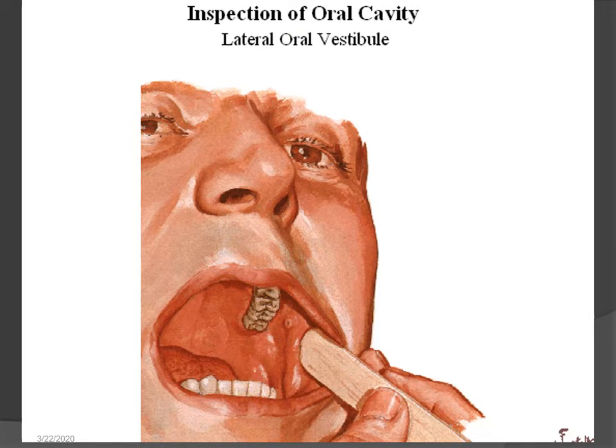In order to go to the pharynx, we pass through the oral cavity. The oral cavity is divided into two components. First is the oral cavity proper, or mouth cavity proper, which lies interior to the teeth, and the vestibule of the mouth, which lies exterior to the teeth.